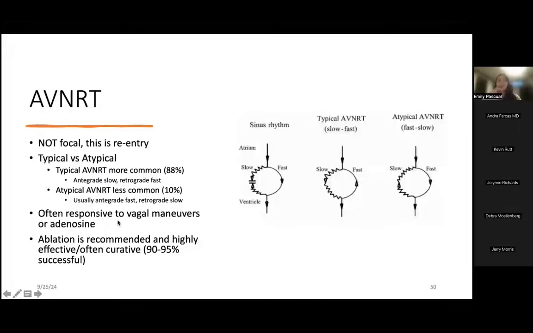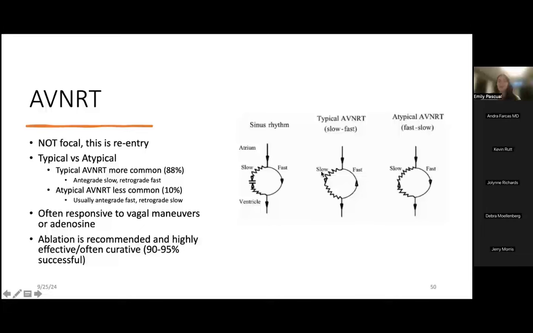So AVNRT, this is different. This isn't really automaticity, meaning it's not abnormal cells that are firing somewhere. This is a re-entry circuit around the AV node. So most of us only have one pathway down the AV node. Some people have two. And so the way I explain it to patients is there's a slow pathway and a fast pathway, and they have different refractory periods.